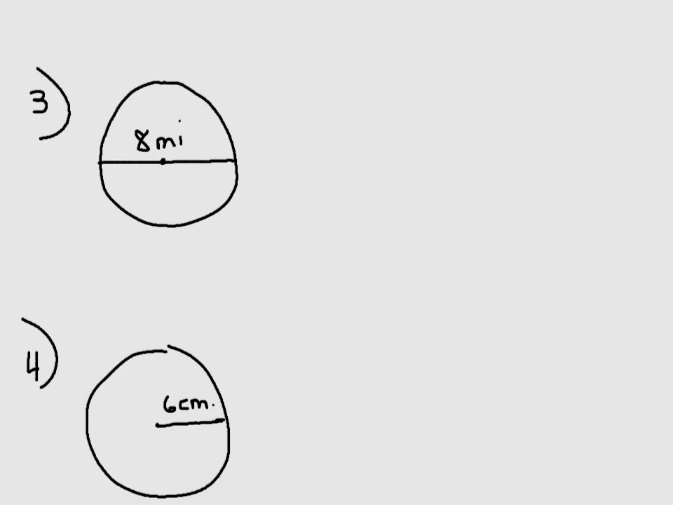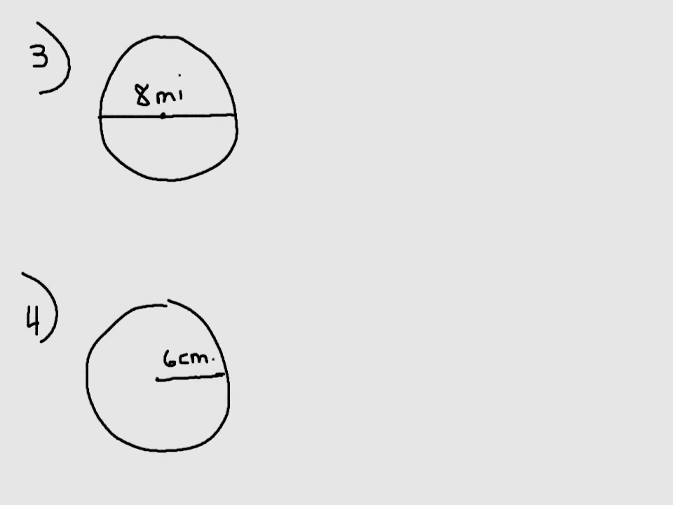Number 3 and number 4 you're going to do on your own. So pause the video now. Go ahead and figure out circumference and area for both number 3 and number 4, and then come back and check your work. Pause the video.